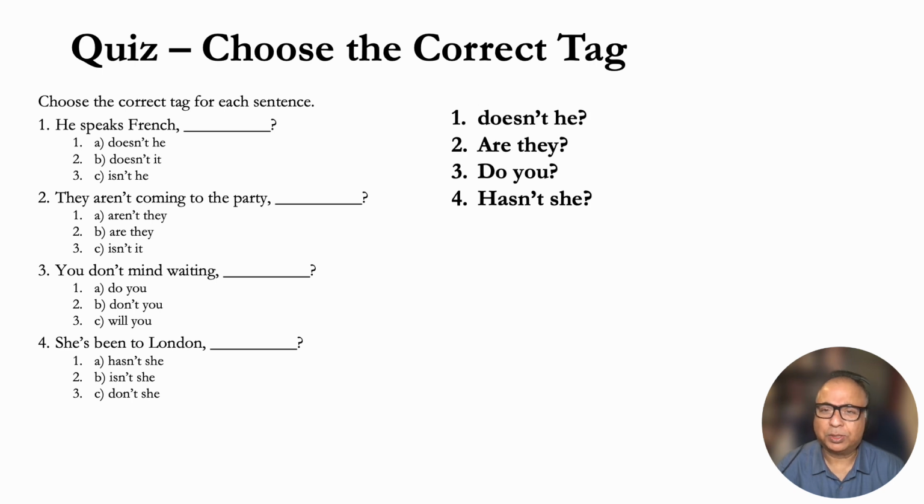He speaks French, doesn't he? They aren't coming to the party, are they? Now remember, intonation is very important. We talked about this earlier. So it's important for you to use the correct intonation, like they aren't coming to the party. Are they? You want to know. You're not 100% sure if they're coming to the party, so you're asking a question for confirmation. Otherwise, you would say, they aren't coming to the party. Are they?